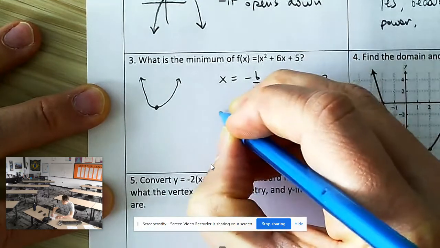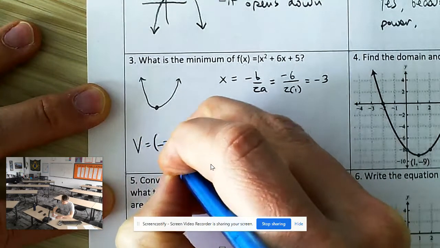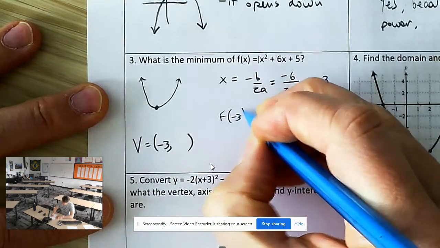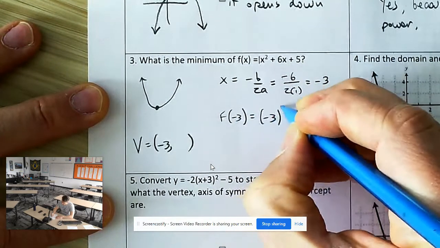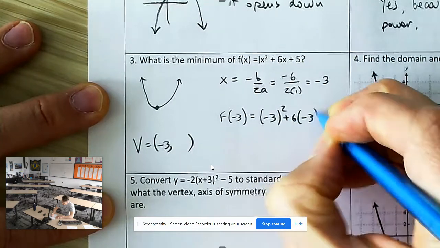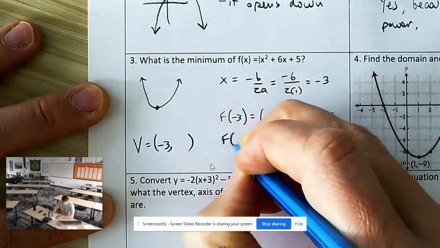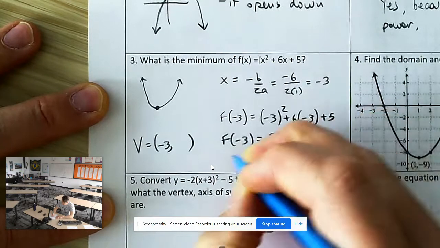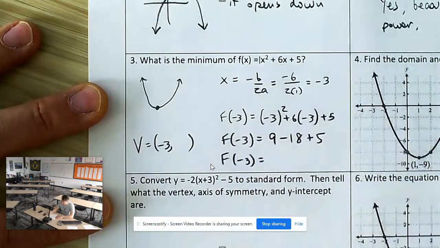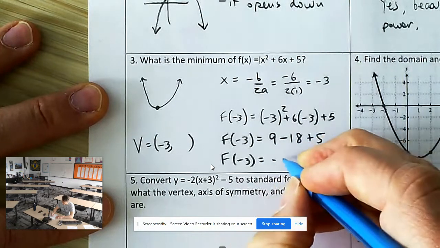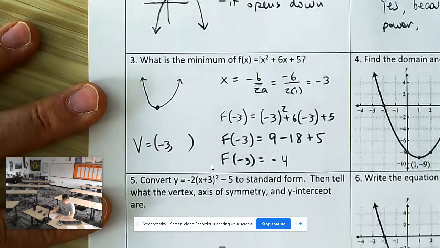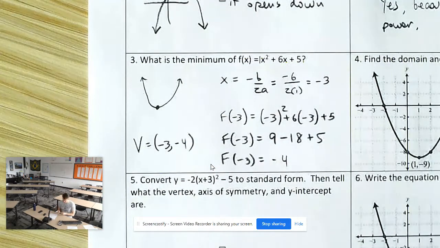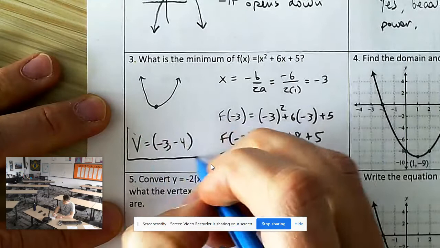negative 3. So my vertex is going to be the point negative 3 comma something. Now I've got to find what's the y value when x is negative 3. So you're just going to have to do a little bit of math here. You guys have done this so many times, you're probably experts. But let's review it one more time. So that's 9 minus 18 plus 5. So that happens to be, oh wait, negative 4. Right? Yeah, negative 4. And therefore, the vertex is at negative 3, negative 4. In other words, that is the minimum point.